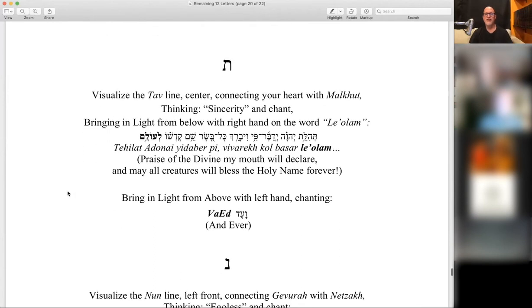yashmid. And finally, we visualize the Tav line, which is simply the continuation of the Aleph line down through your heart, down, connecting down to Malchut in the center line of your body. When we chant Tehillat and we get to Leolam, we'll bring in the light from below. Tehillat Adonai yedaber pi v'vorech basar shem kodsho, bringing light from below. Leolam, bringing in light from above.